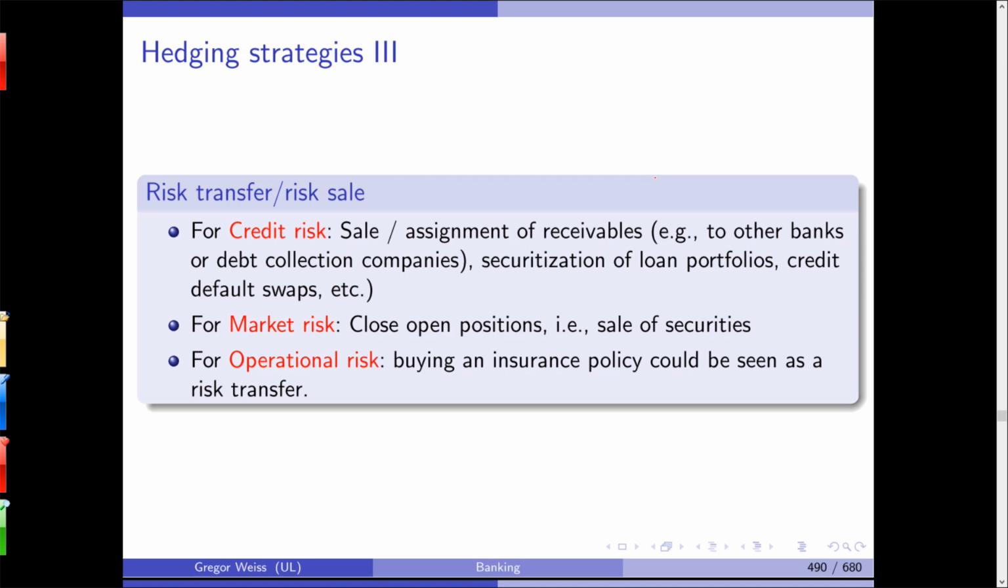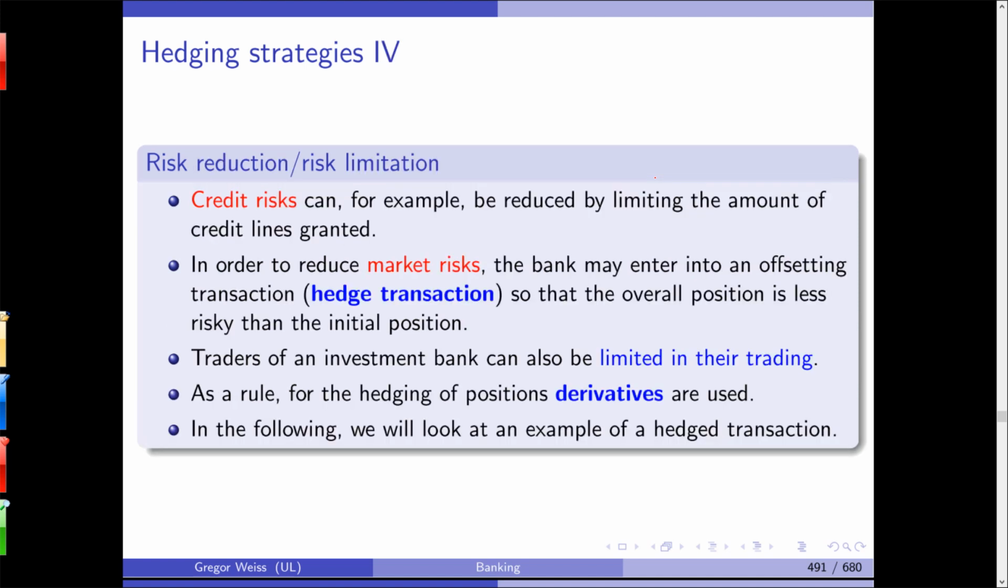Risk transfer, risk sale. For market risk, you can simply sell your securities and close your positions. Credit risk, we talked about this. Operational risk, that's actually pretty good. As soon as, for example, the university buys fire insurance, it transfers the risk to the insurance company. So in most cases, risk transfer means buying insurance or giving it to another market participant.